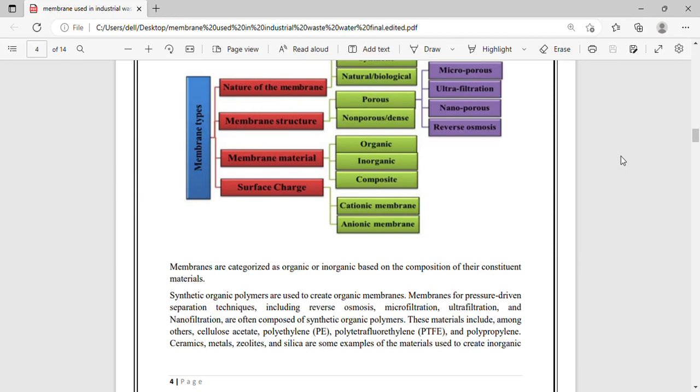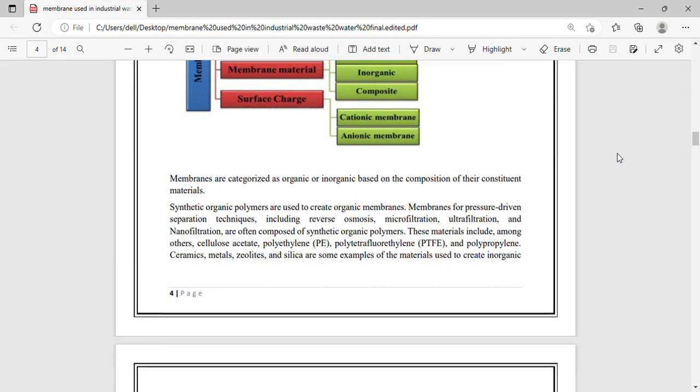As I discussed before, membranes are categorized as organic or inorganic based on the composition of their constituent material. Synthetic organic polymers are used to create organic membranes.